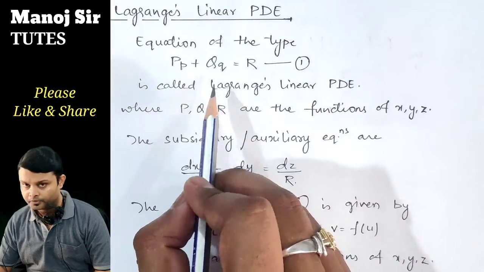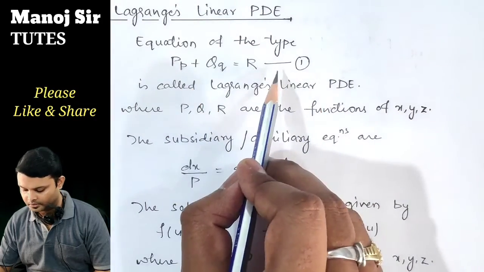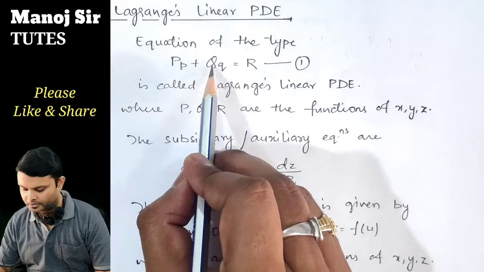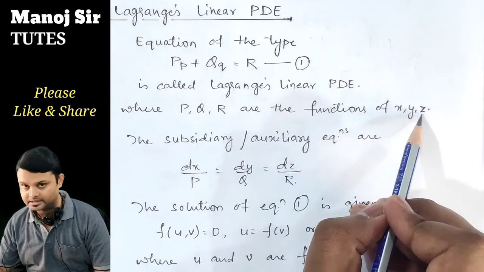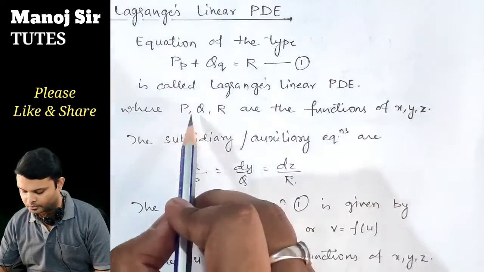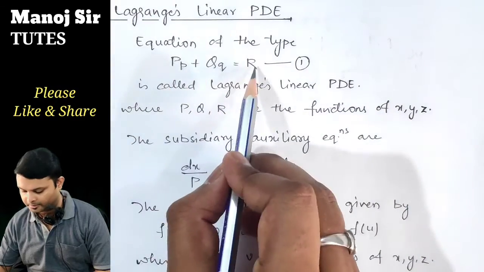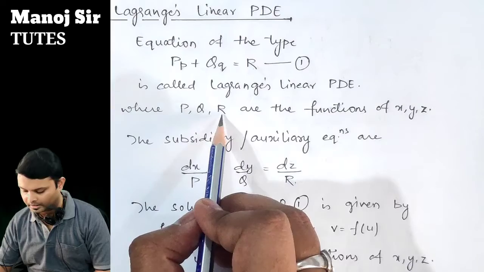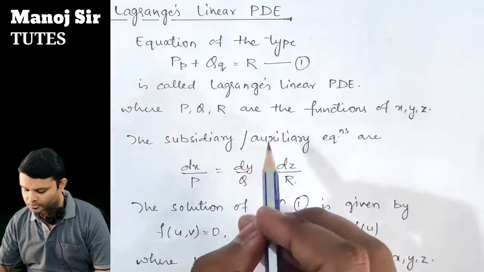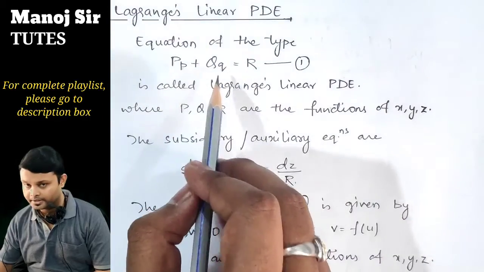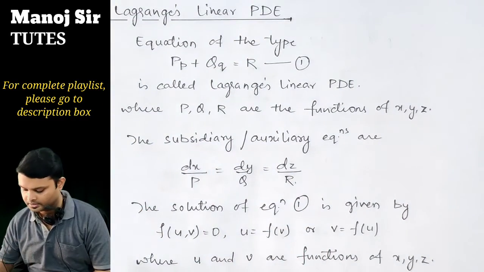Understood? And we need to find the solution for this equation, where capital P, capital Q and capital R are functions of x, y and z. So since we have this type of equation, we need to find the auxiliary equation first.